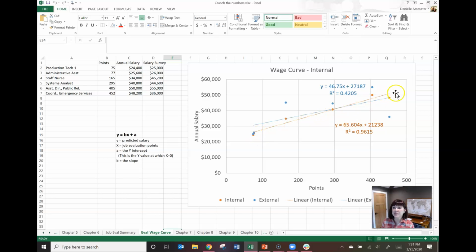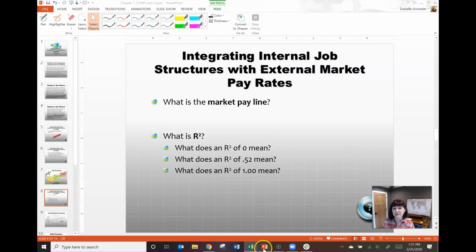For the orange line, that's our internal. So this is our internal structure, our internal salaries. Here's that line, the regression line, and here we have R squared. So that's the other question that's here: what is R squared? What does that mean?